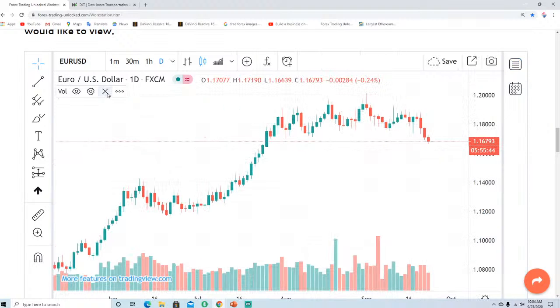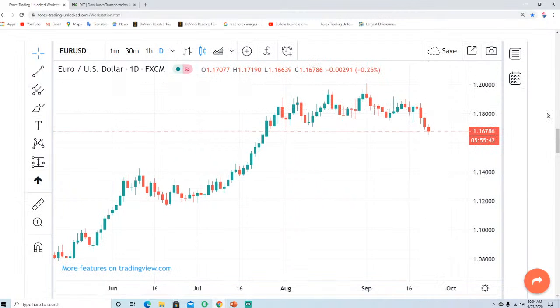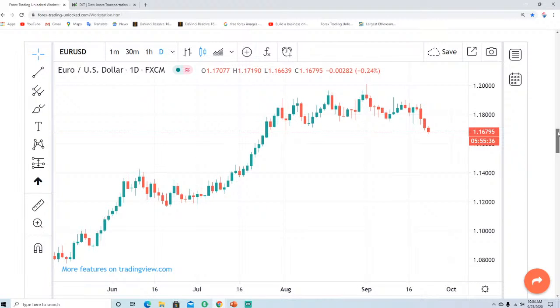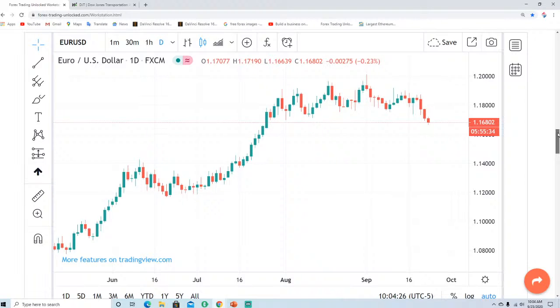So we're going to get rid of that. We don't need the volume up and stuff. Okay, so we have a nice, clear, clean chart. The Euro US dollar, as you can see, is in a little bit of a sell-off. It's been a little choppy the last half an hour or so, kind of bobbling between 116.80 and just made a nice little move lower, and then now it's bouncing back.